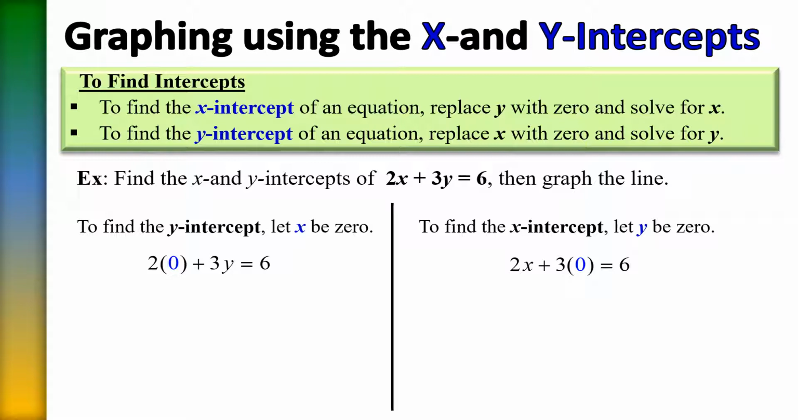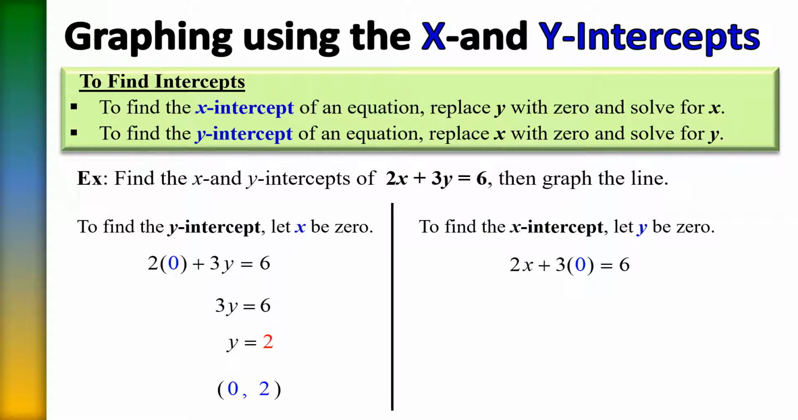So notice when we let x be 0, you know that any number times 0 is 0. So what you have on the left side is 3y, and what you have on the right side then would be 6. Last step to solving this equation is to do what? That's correct. Divide by 3, and y equals 2. So what that means is when you plug in a 0 for x, what you get out for y is a 2. So therefore your ordered pair would be 0, 2.